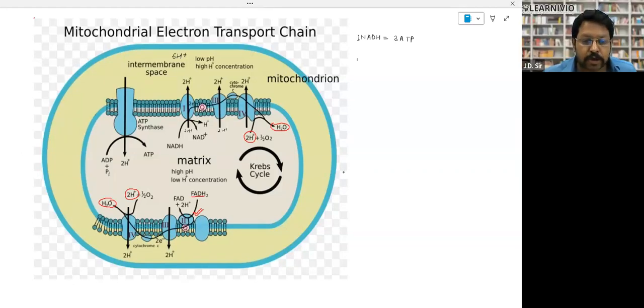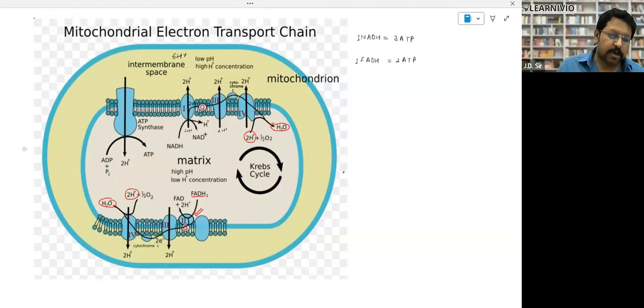Okay. Again, I have told you another concept: 1 FADH2 is equal to 2 ATP. So now let's prove it. FADH2 is produced in the Krebs cycle, right? This FADH2 will break down into FAD plus 2 hydrogen. The hydrogen will release 2 electrons. These 2 electrons will pass through complex second, but complex second does not traverse the membrane. It is present only in the inner part, so it will not pump hydrogen ions, right?